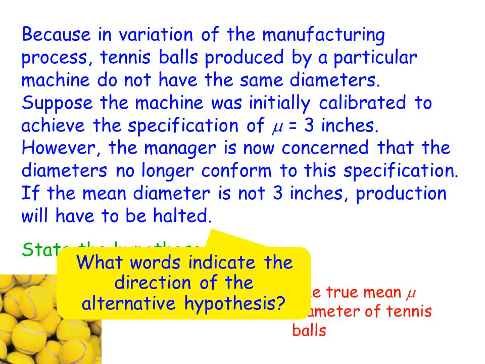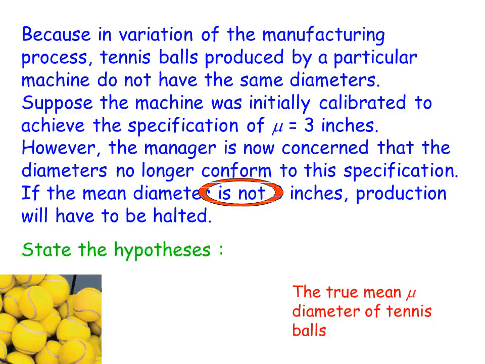What words indicate the direction of our alternative hypothesis? Is not. So we don't know if we're talking about over or under 3 inches, we just know it's not going to be 3 inches. So our null hypothesis is always equal to, so mu is equal to 3. That's what we believe to be true to start with. Our alternative is that it's not going to be 3, not equal to.